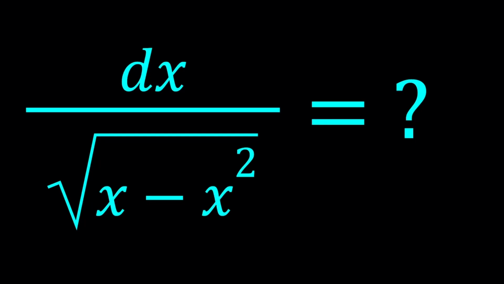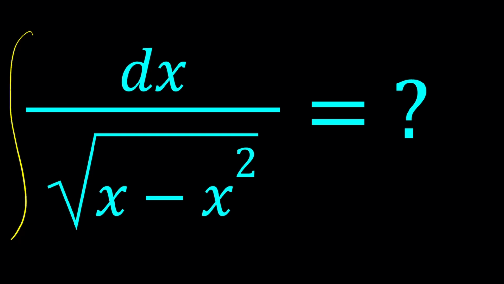Hello everyone. In this video we're going to be integrating a radical function. Looks like I forgot the integral sign, so here we go. We're going to integrate dx over the square root of x minus x squared. Now how do you integrate something like this?